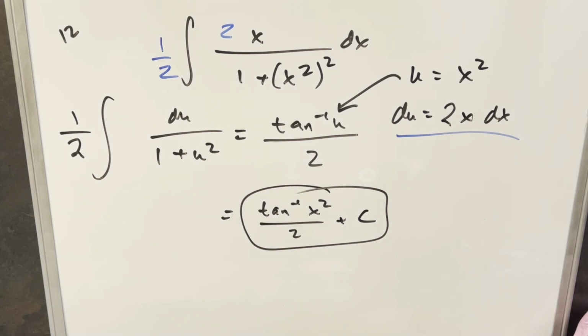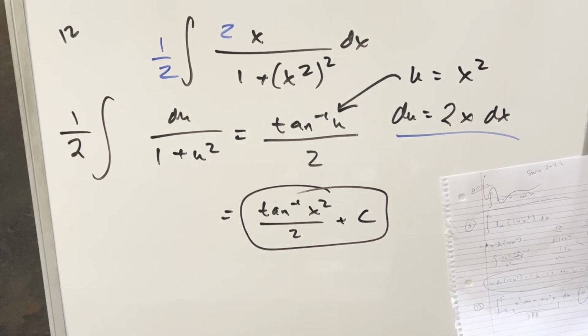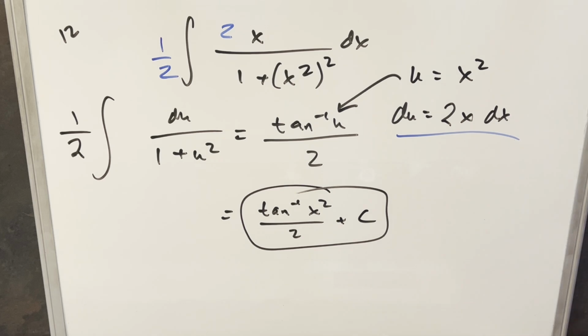Okay, so what's next? 13. See, if I would have saved a little space, maybe I could have got 13 in here. Where's 13 now? Oh shoot, am I missing 13? This is going to mess up the whole thing if I'm missing a problem. Oh, you know what, I can fit this one in.